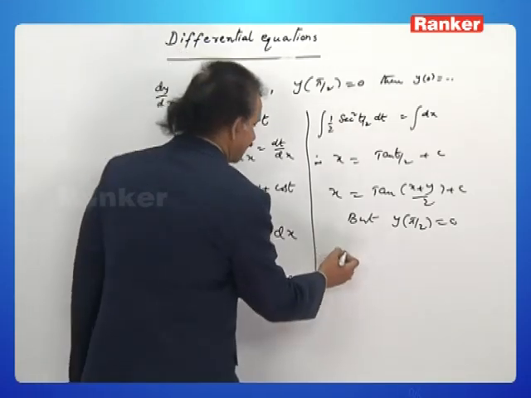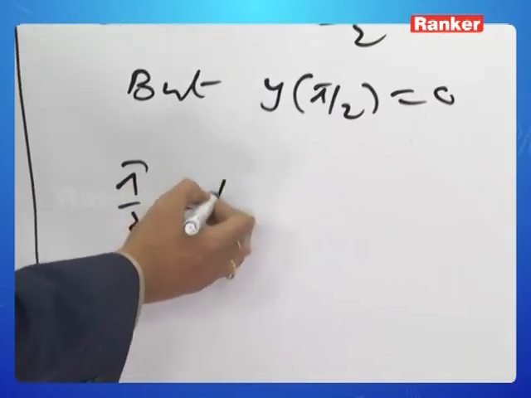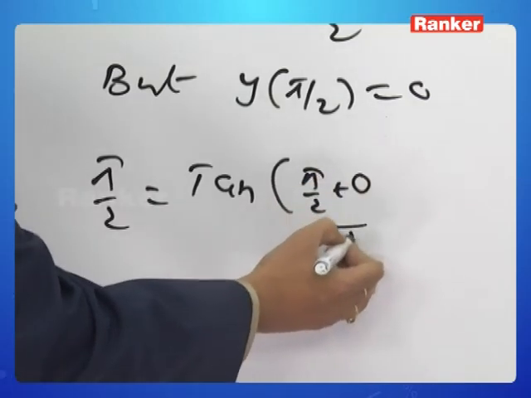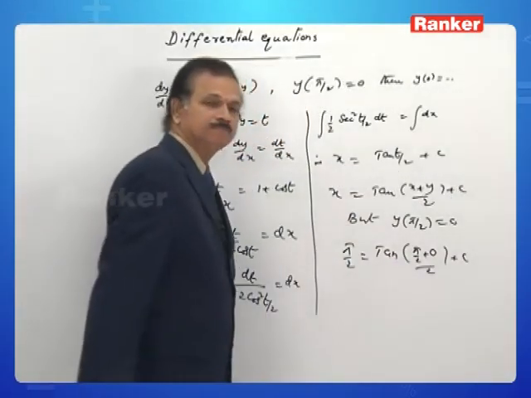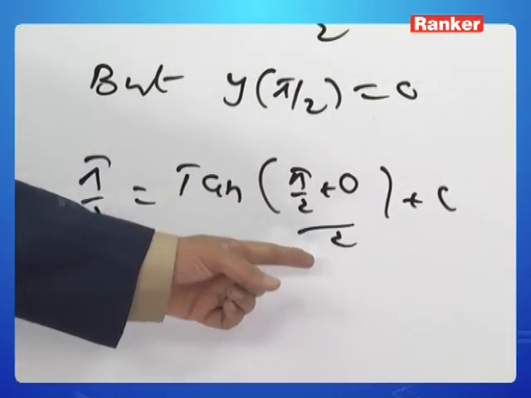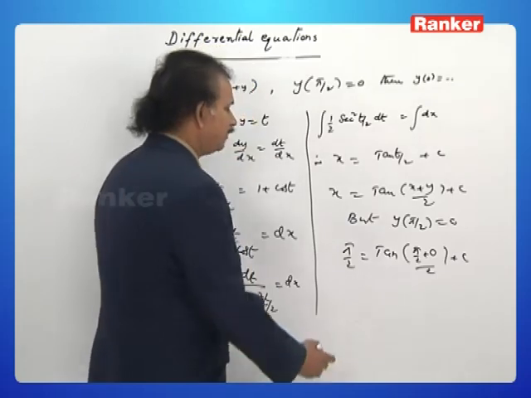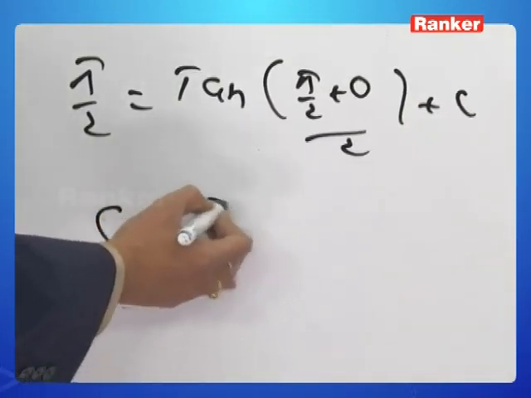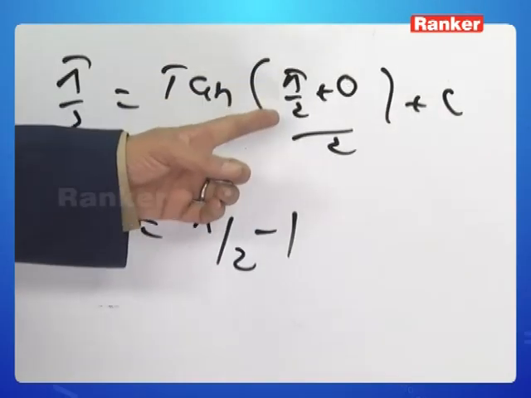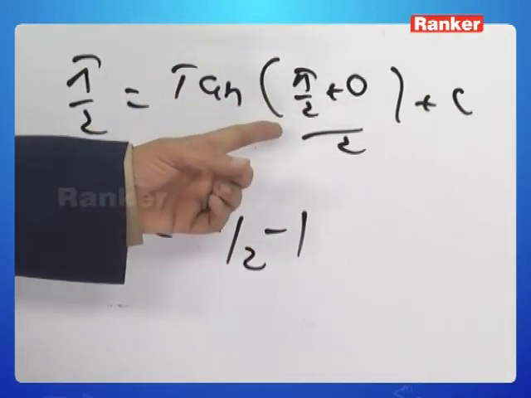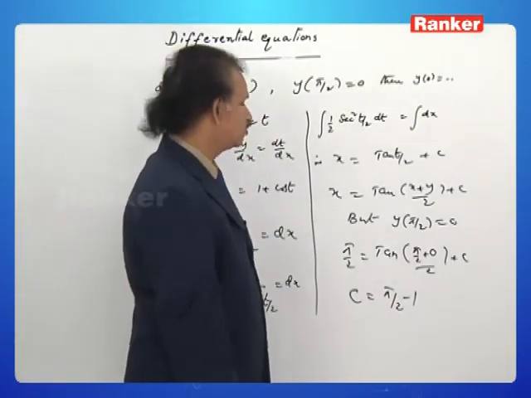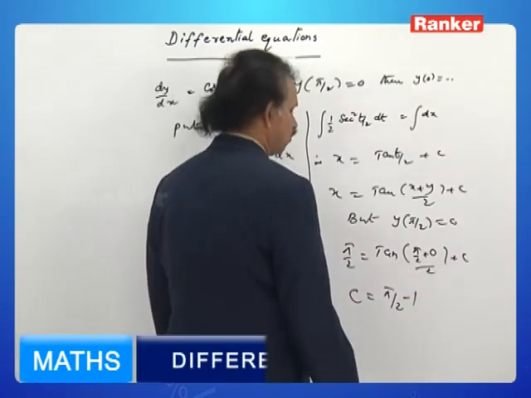What happens to that? π/2 = tan((π/2 + 0)/2) + c. π/2 divided by 2 is π/4, and tan π/4 is 1. So 1 + c = π/2. Therefore, c = π/2 − 1. Hence, c is π/2 − 1.